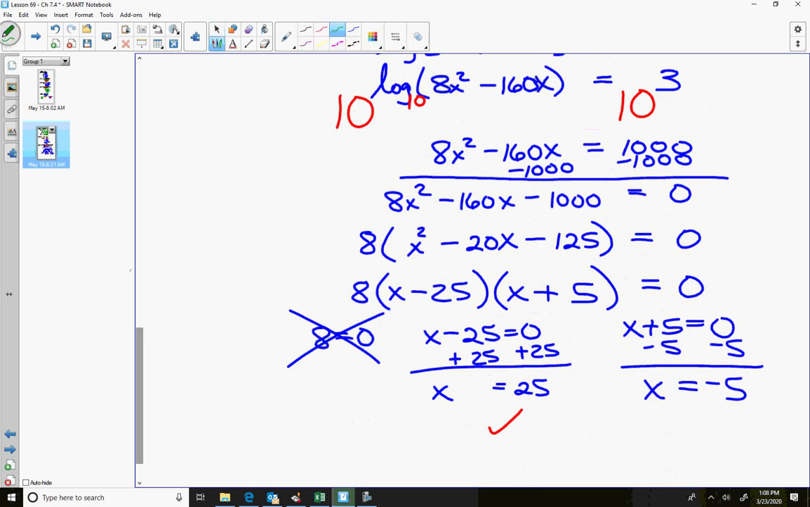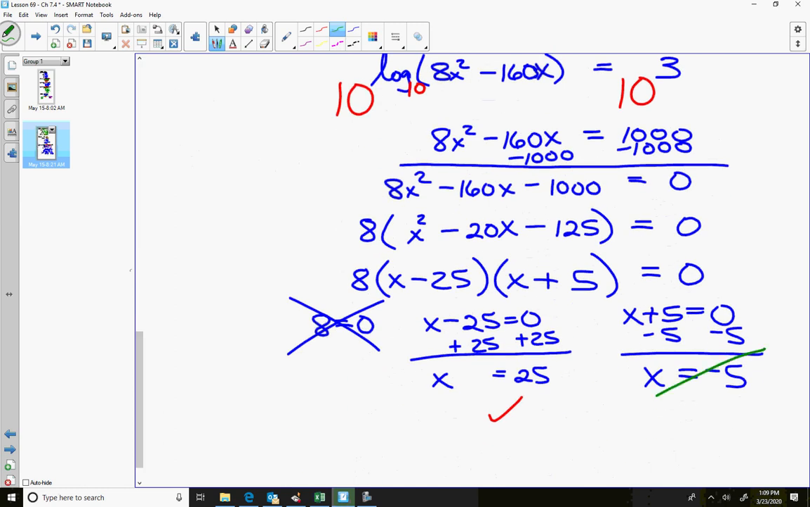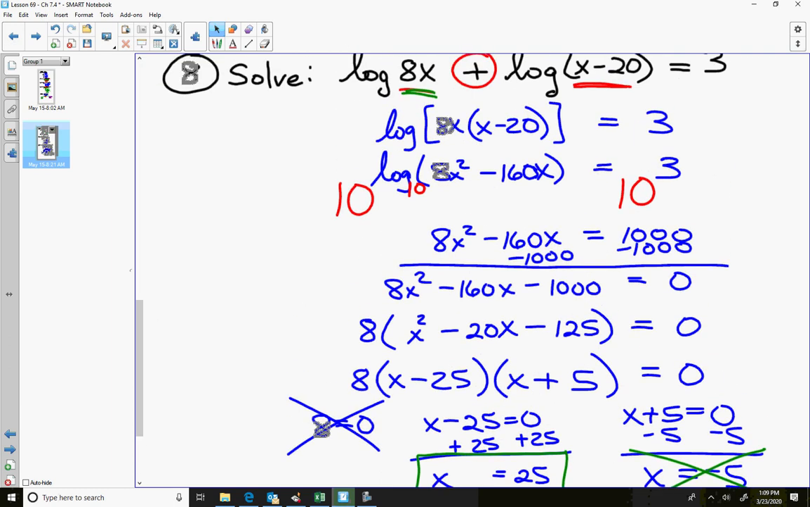Okay, what about x equals negative 5? 8 times negative 5, that's going to be a negative number. For your argument, not acceptable. So even though we got this algebraically, we throw it away. I want to emphasize, it's not because x equals negative 5 that we are throwing it away. It's because the argument was negative. That's why it has to be thrown away. And in this case, only x equals 25 is our answer. Okay. That was lesson 69, solving logarithmic equations.